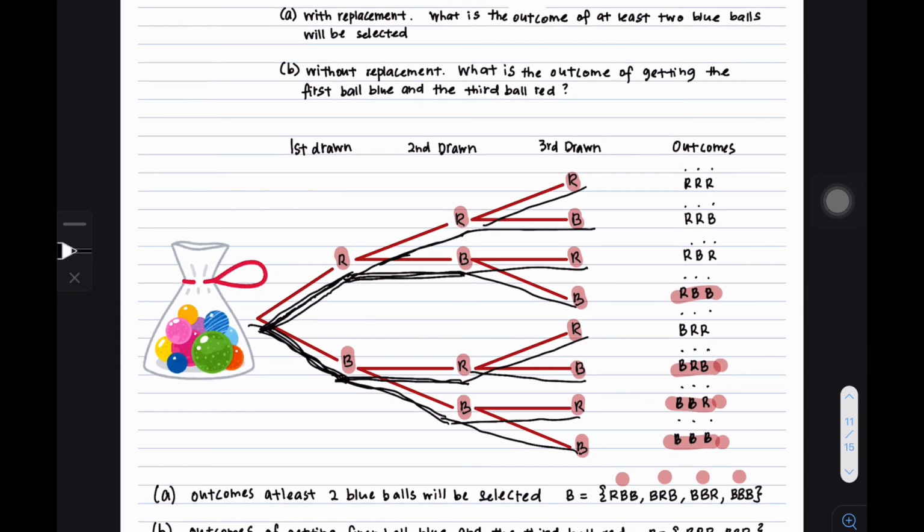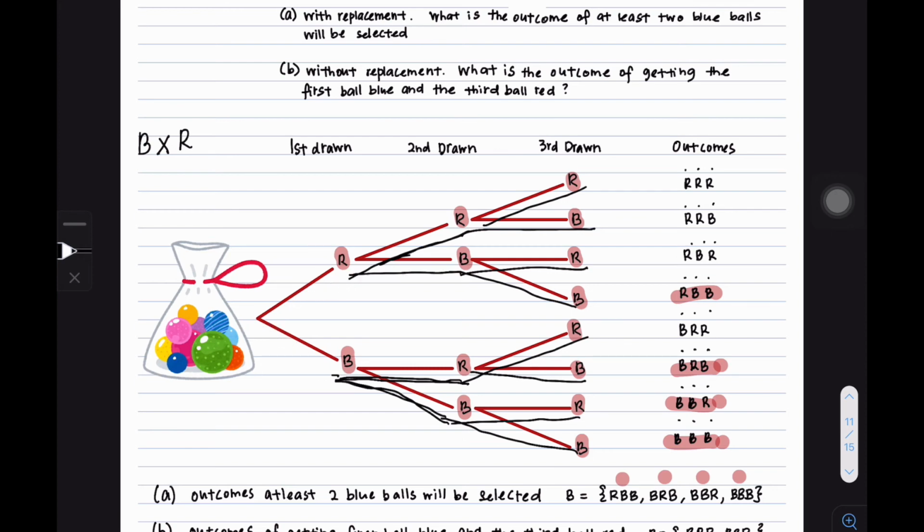Okay, maksudnya dia nak the first ball blue, tengah-tengah tak kisah blue ke red, third ball ni mesti red. Okay, so dia minta kita the probability. Okay, sekarang dia cakap without replacement. So, bila without replacement, you need to be careful. Kita kena tahu berapa jumlah bola yang kita ada.